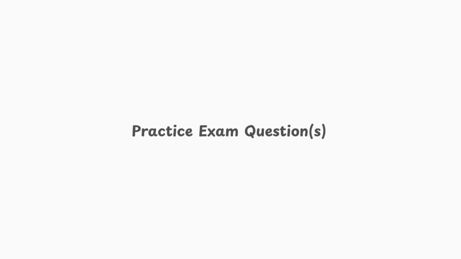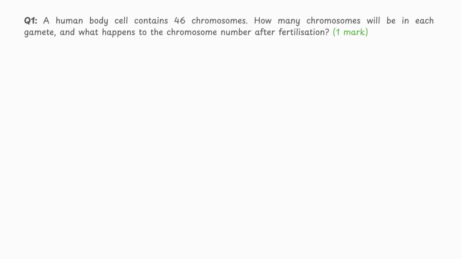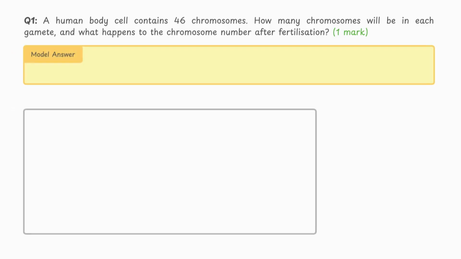Let's dive into some exam-style practice questions. You can pause the video and try it yourself. Let's look at this first exam question carefully. A human body cell contains 46 chromosomes. We are asked how many chromosomes are in each gamete and what happens after fertilization.